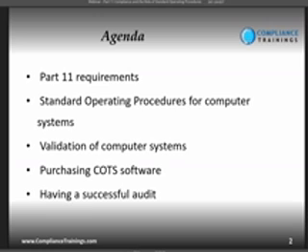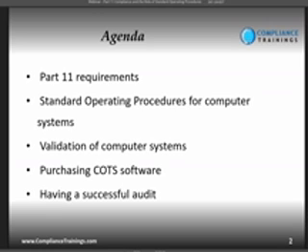After that, I'm going to talk about validation of computer systems. I might focus a little heavily on that, but it is a very important part in maintaining your Part 11 compliance, and these SOPs feed into the validation. So that's why there's a heavy focus on that in this webinar.